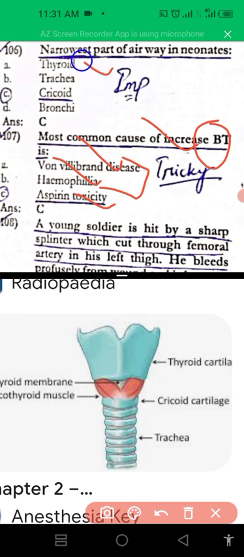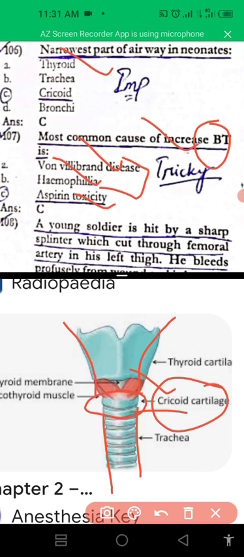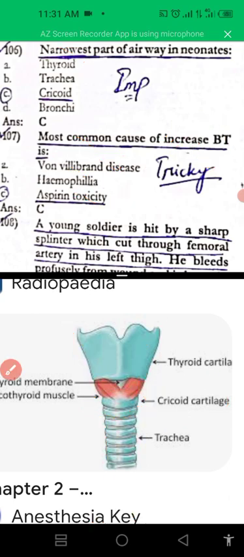So the question was, the narrowest part of the airway is the cricoid cartilage, which is here. As you can see, coming from up above downward, this is the narrowest part. That is known as the cricoid cartilage, which is the narrowest part of the airway.